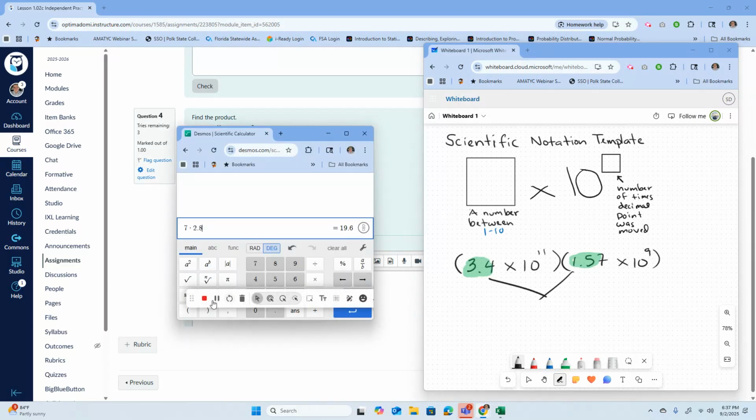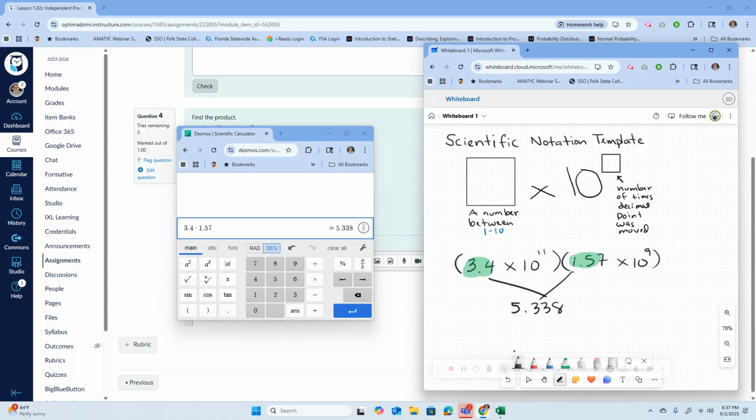I'm going to bring my calculator, and I'm going to multiply 3.4 times 1.57. And you can see I got 5.338. So I multiplied the coefficients. Now what you're going to do next is multiply the powers of 10. In other words, you multiply the ones that I'm highlighting in yellow.